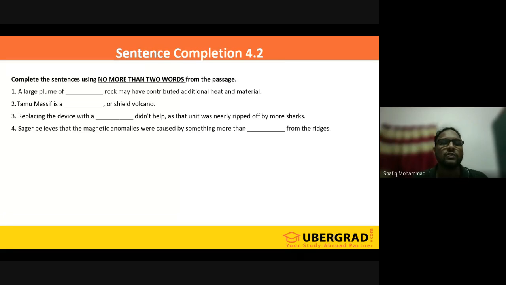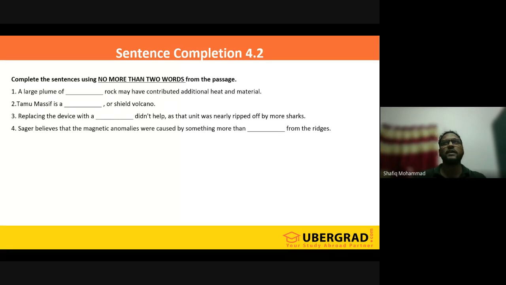First, you should know where the keywords are. Some students read the passage first and then come to the questions. But some students say, yes, I can do it by the keywords itself, that is enough for me. If I find "large plume contributed additional heat material," yes, I can locate it. So definitely you can read the question and jump to the passage. Both ways are followed by different students, so whichever is easier for you, you adopt it.